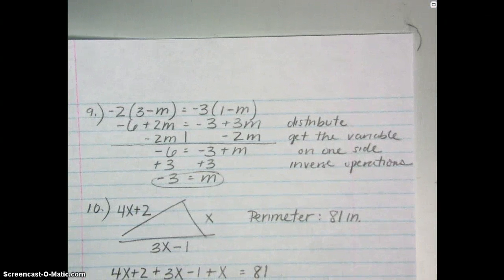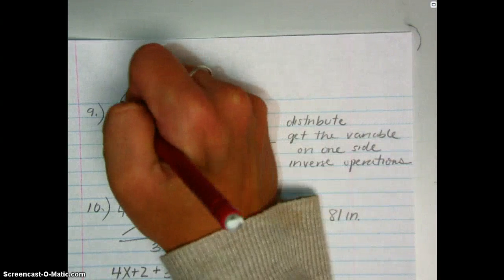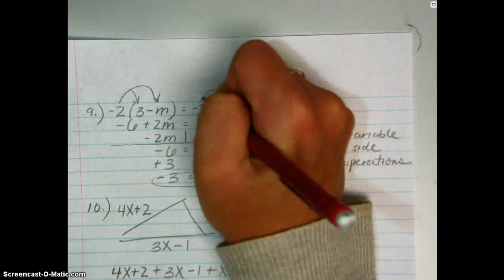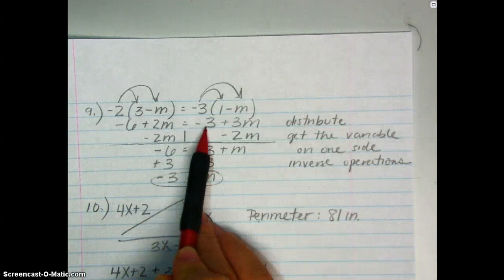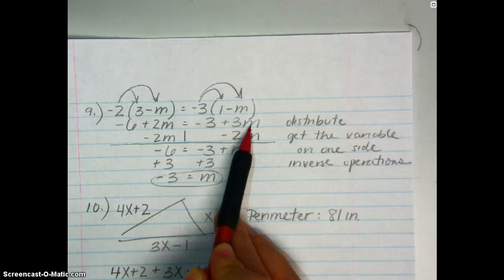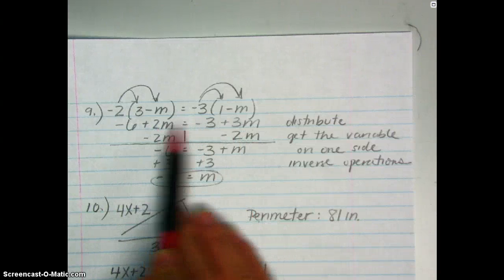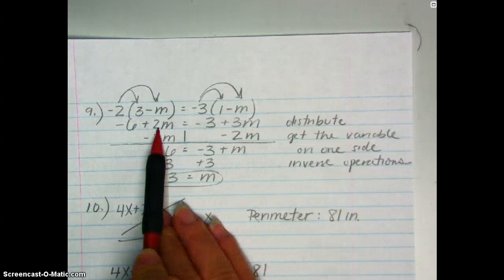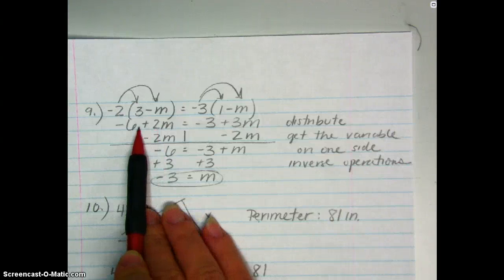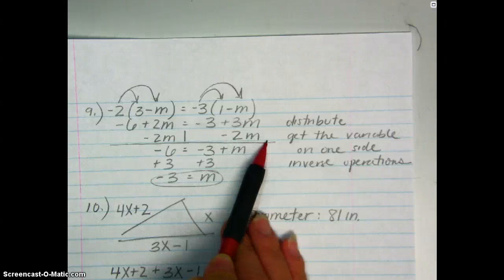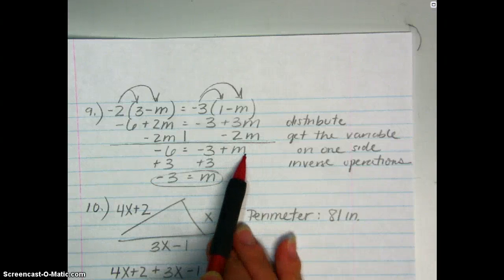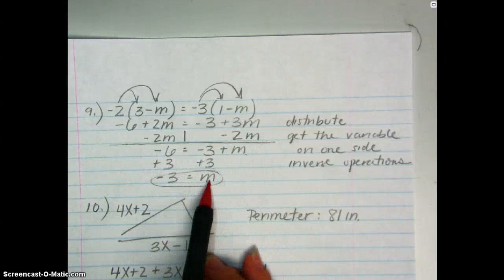Here's number 9. So again, distributing is required on both sides of the equation here, which results in -6 plus 2m equals -3 plus 3m. I have variables on both sides, so I need to eliminate them from one of my sides. I pick the smaller of the two. This is positive 2m, so I do the opposite. I subtract 2m. Leaves me with this equation here, and then I just simply add 3 to get m is -3.